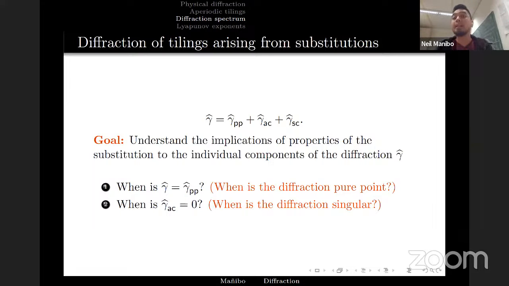So we can ask a weaker question. And the weaker question is the second question. So when is the absolutely continuous component absent? So we do not require that both are absent. Maybe there's some SC, some singular continuous spectrum, but when can we guarantee that the second component is not there? And to do this, we have to look at more particular properties of the substitution that do not rely just on the eigenvalue lambda.